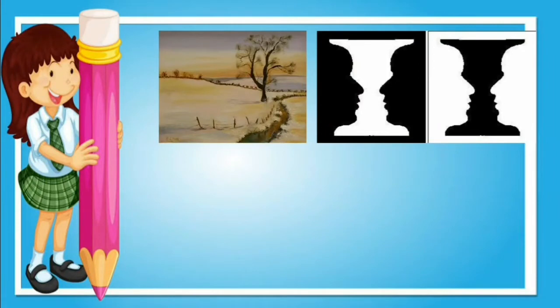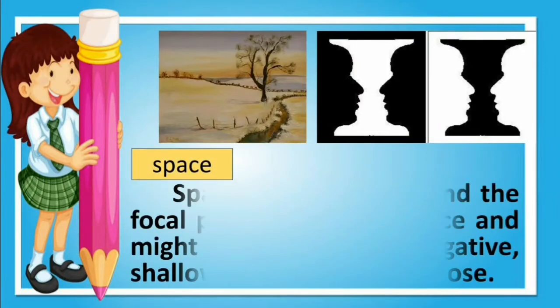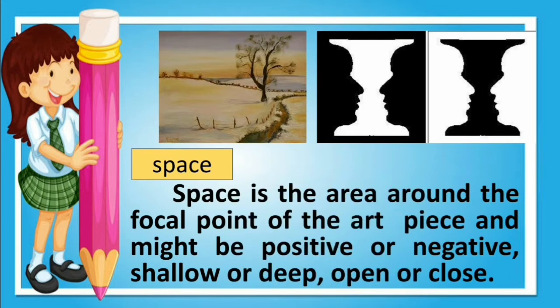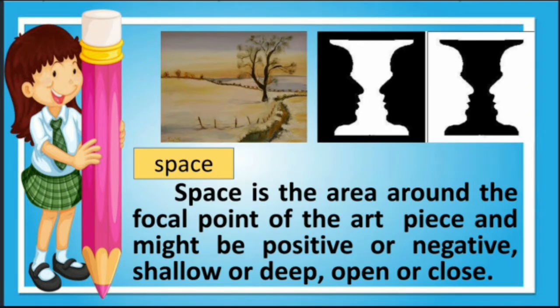Number six element is space. Space is the area around the focal point of the art piece and might be positive or negative, shallow or deep, open or closed. Space is area around the art form. In the case of a building, it is the area behind, over, inside, or next to the structure.